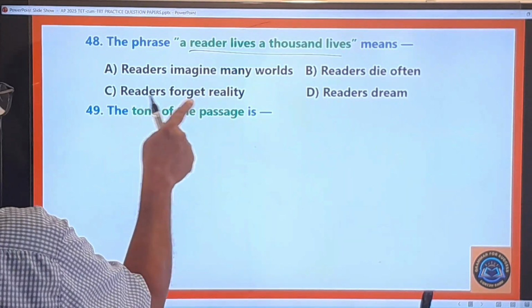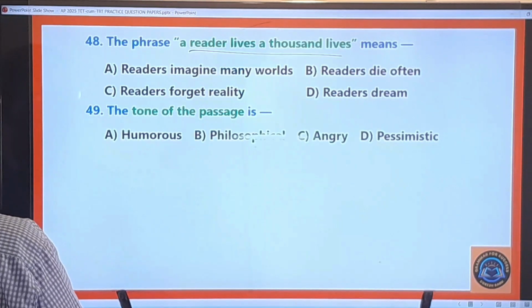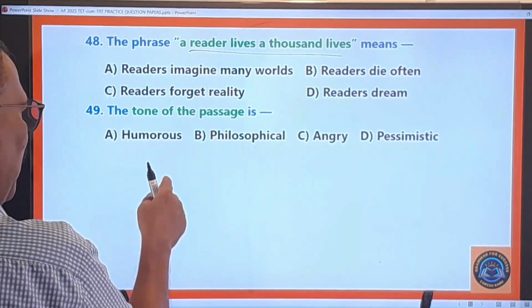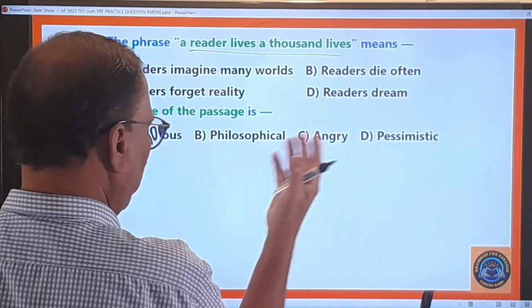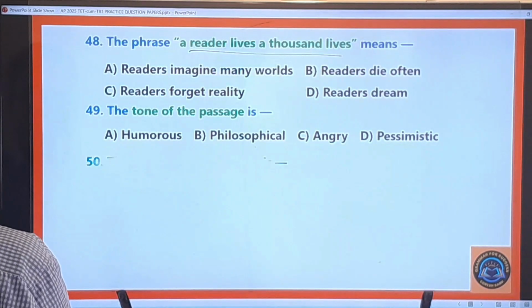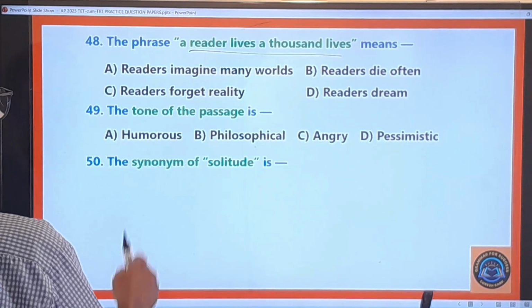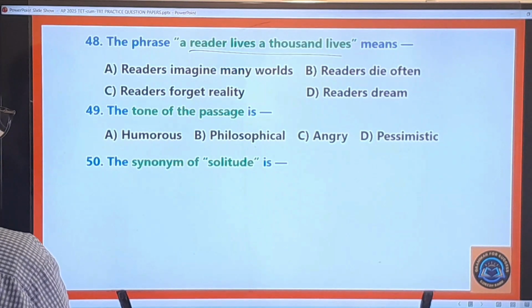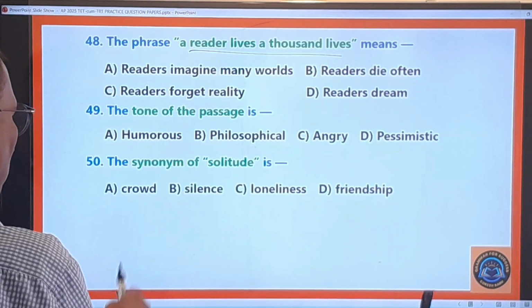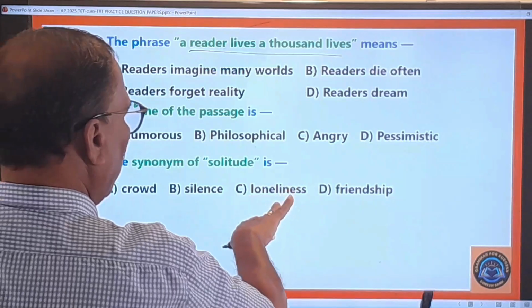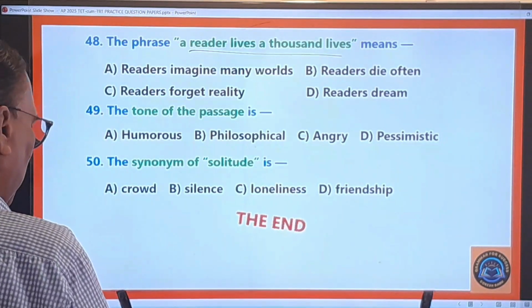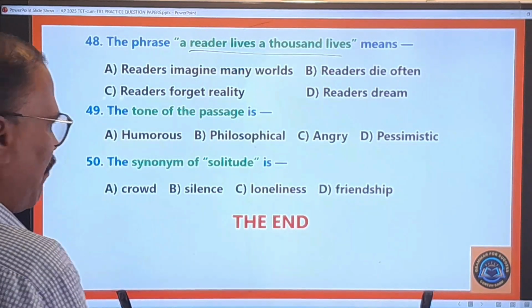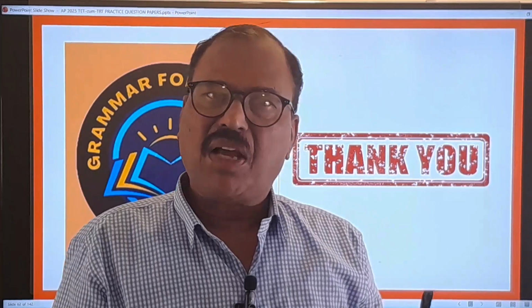Go to the last but one question of this question paper. The tone of the passage is, what is the tone of this passage? Humorous, philosophical, angry, pessimistic. You know that. And the last question of this question paper is the synonym of solitude is, what is the synonym of this solitude? Here are given 4 options: crowd, silence, loneliness, friendship. And this is the end of the question paper. With this, this question paper will come to an end.